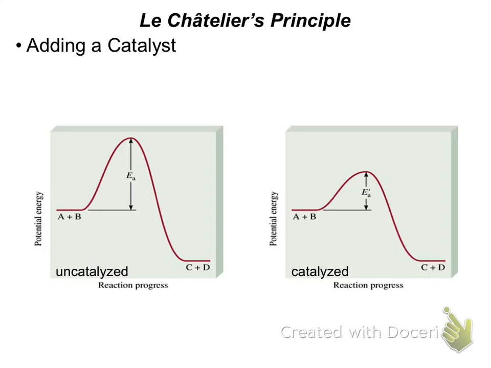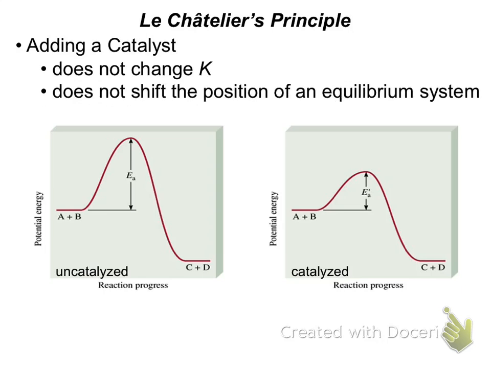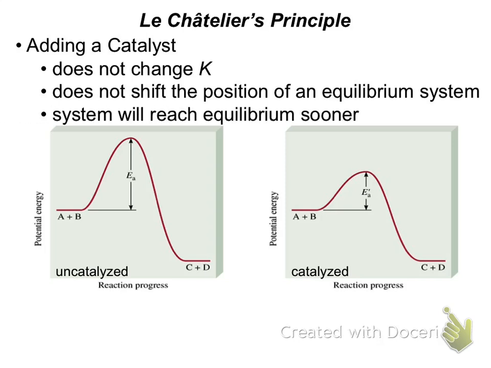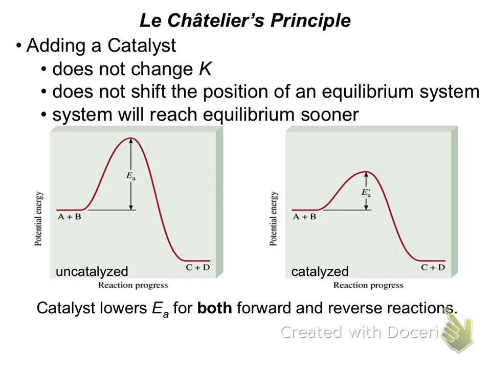Catalysts are interesting. Well, catalysts don't change K. They don't change K at all. What do they change? Well, they don't shift the position of an equilibrium system from left to right. So what do they change? They allow us to reach equilibrium sooner. So they don't change K, they have no effect on that. They don't shift the position from left to right, but they allow us to reach the equilibrium sooner.